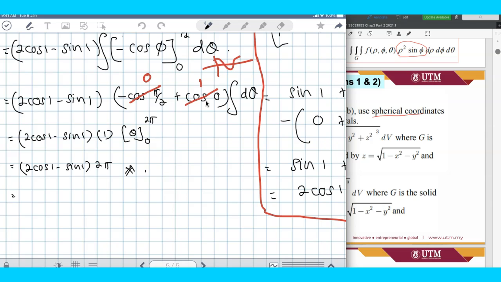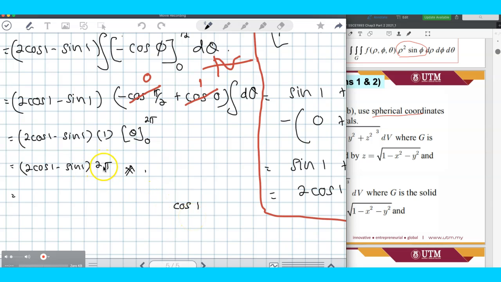Okay, so if the question didn't say that you have to leave your answer in 4 decimal places, you can leave your answer in this form. But if they say to leave your answer in, let's say, 4 decimal places, then you have to evaluate. How can you evaluate cos 1? Is the 1 here in radians or degrees? You have to remember what I mentioned before: all these calculations are done in radians, so you have to set your calculator in radian mode.